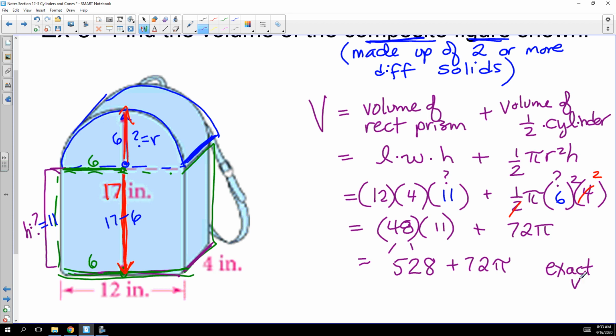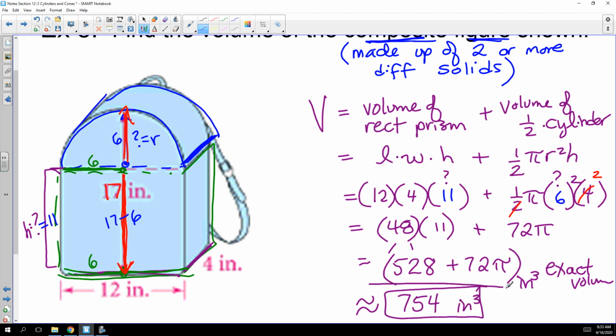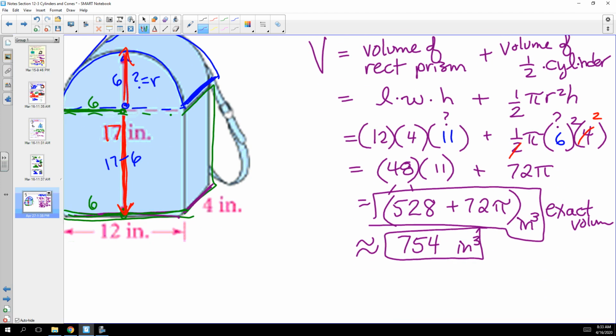That would be an exact volume. And this would be cubic inches. And if you want to approximate that, then you would say 528 plus 72 pi. And you can't add the 528 and the 72 first because there's no pi attached to the 528. So the approximate volume would be 754 cubic inches as an approximation. So we have both just in case you need whichever one. And that'll do it.